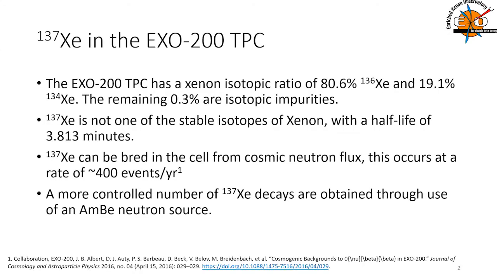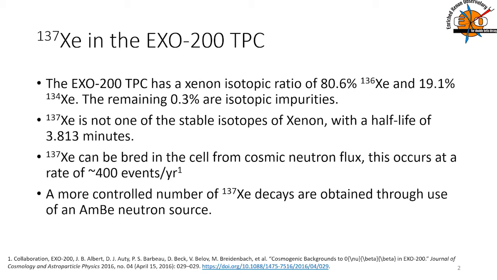The EXO-200 TPC is a xenon TPC, and it has an isotope ratio of 80.6% xenon-136 and 19.1% xenon-134, with the rest of those percentages being xenon impurities. Xenon-137 is not stable, and so it is not present in those impurities. It has a half-life of about 3.8 minutes, and so it decays very rapidly. So over the course of the lifetime of the experiment, it is essentially not present in the cell.